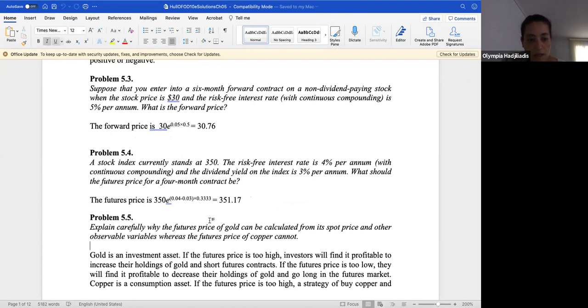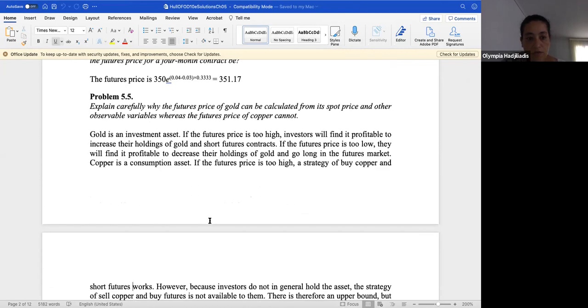The next question is asking you to explain carefully why the futures price of gold can be calculated from its spot price and other observable prices, whereas the futures price of copper cannot. The answer to this is basically that gold is an investment asset. If the futures price is too high, investors will find it profitable to increase their holdings of gold and short futures contracts.